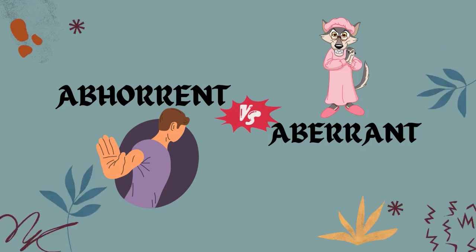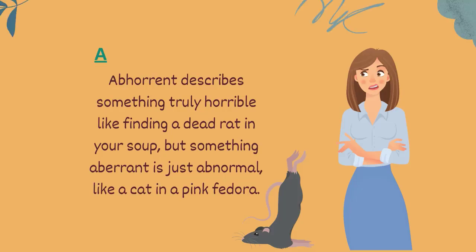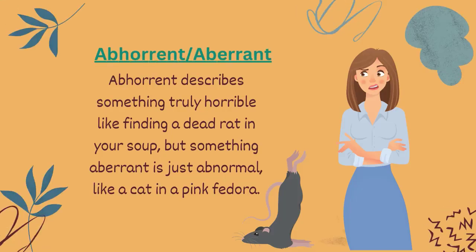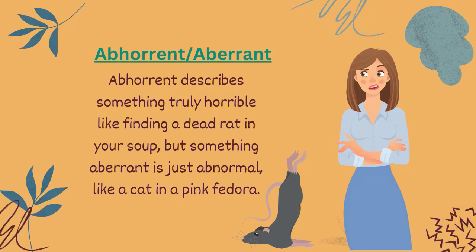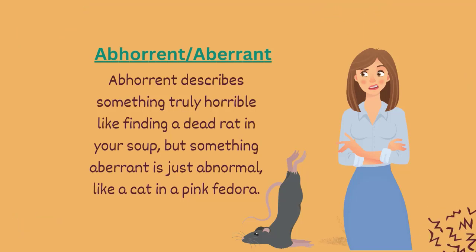Commonly confused words. Abhorrent vs aberrant. Abhorrent describes something truly horrible like finding a dead rat in your soup, but something aberrant is just abnormal, like a cat in a pink fedora.